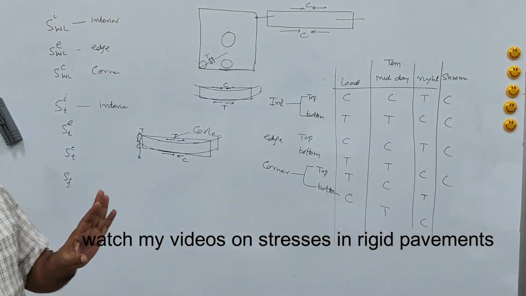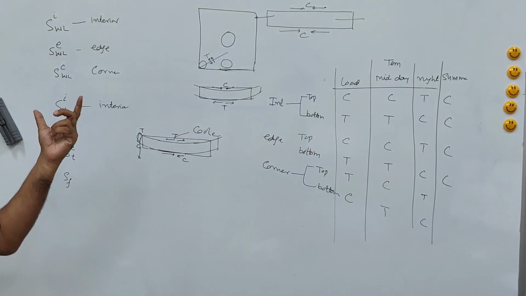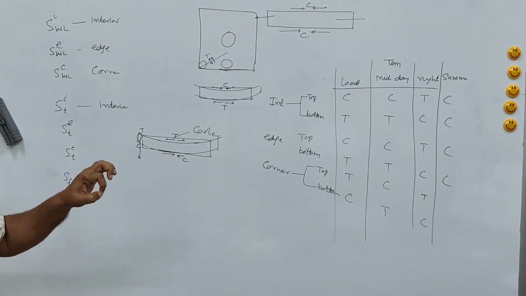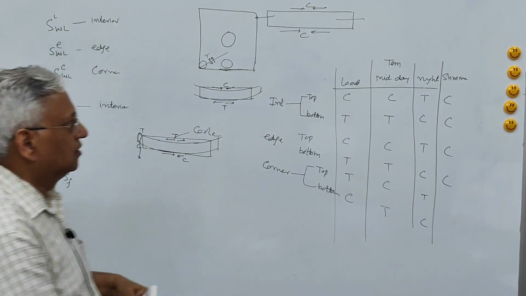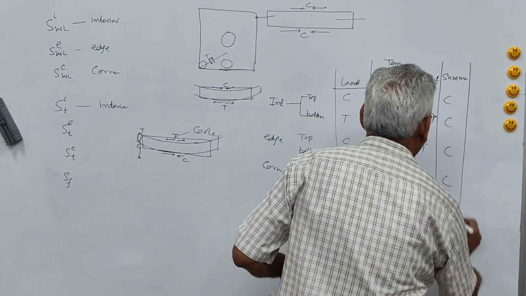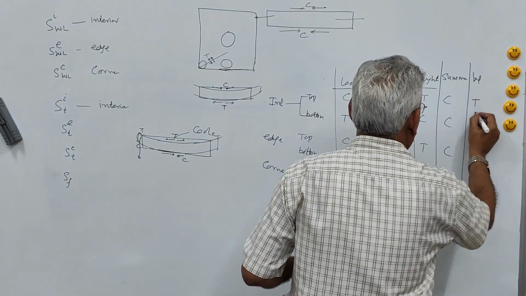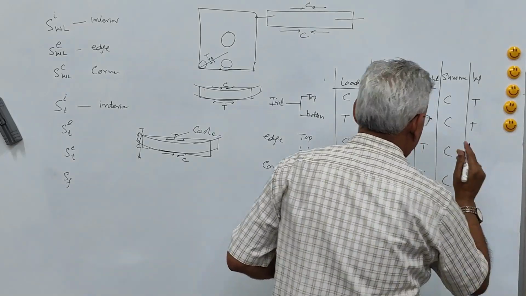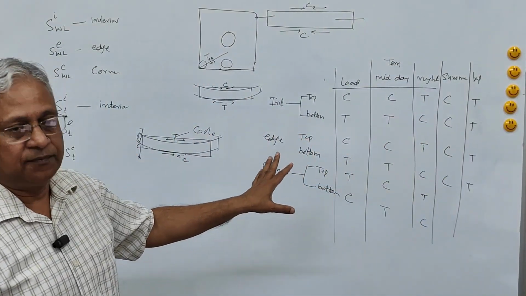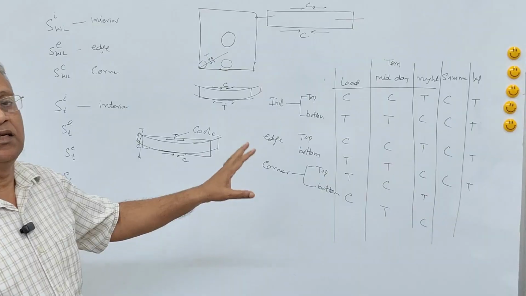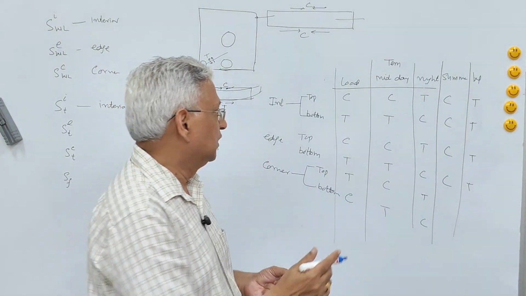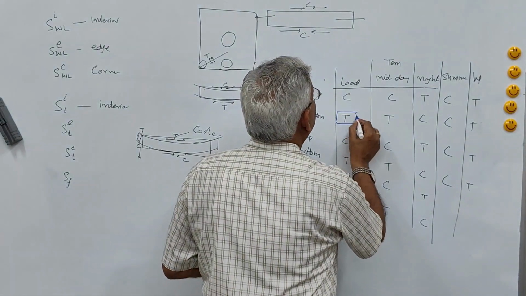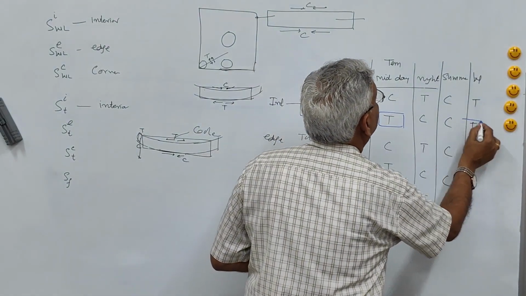Corners are not affected by this because they are moving. So there is no stress generated at the corner. During winter, it will be just reverse. So during winter, it will be tension, tension, tension, tension. Now, this matrix can tell you what is the critical combination, because concrete is weak in tension. So these are the critical combinations.